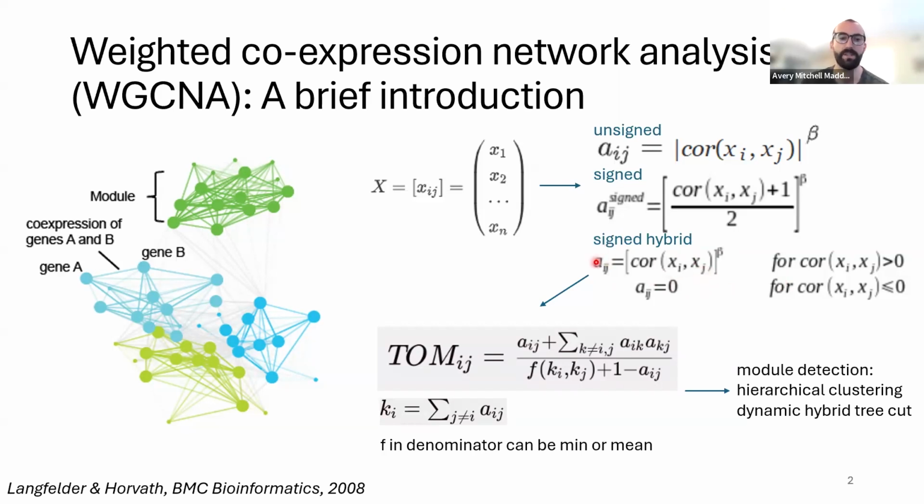We then take that adjacency matrix and compute a topological overlap matrix, which incorporates the similarity between gene I and J, as well as their similarity profile against all the other genes. With that topological overlap matrix, that TOM similarity matrix, we then perform the module detection, which starts with hierarchical clustering performed on the TOM similarity matrix, followed by a dynamic hybrid tree cut algorithm, which finally gives us our module assignments.